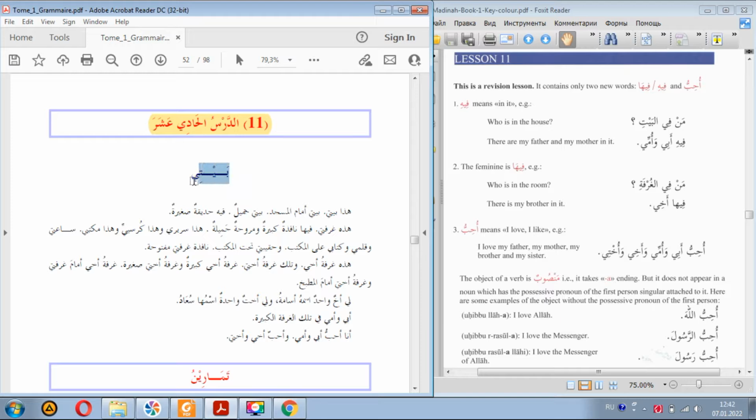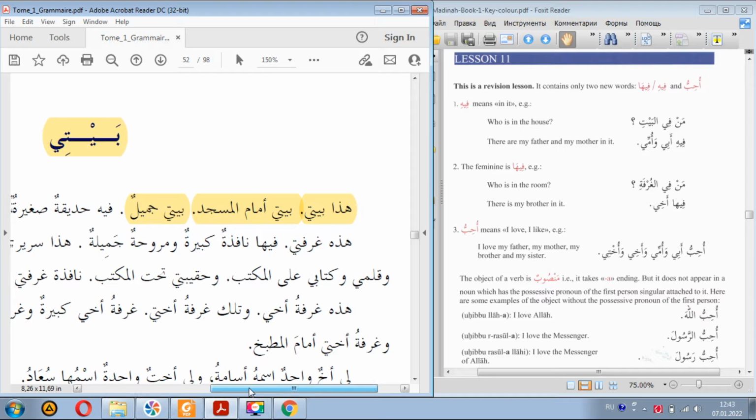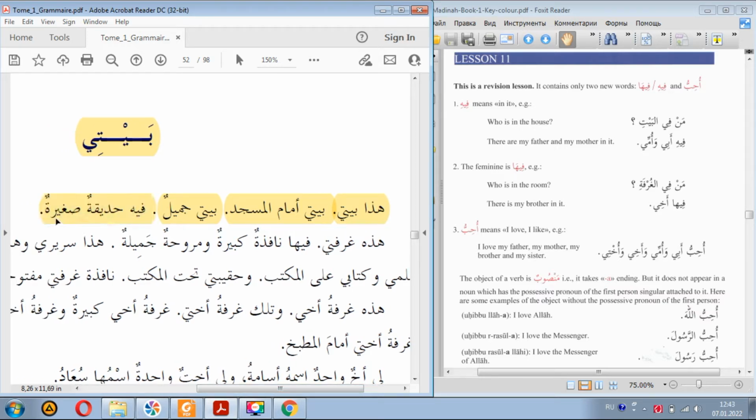Let's start our reading. The name of this text or monologue is Bayti, and as we learned in the previous lesson, it's a possessive pronoun which means my, therefore it means Bayti, my house. And let's get started. هذا بيتي. This is my house. بيتي أمام المسجد. My house is in front of the mosque. بيتي جميل. My house is beautiful. فيه حديقة صغيرة.